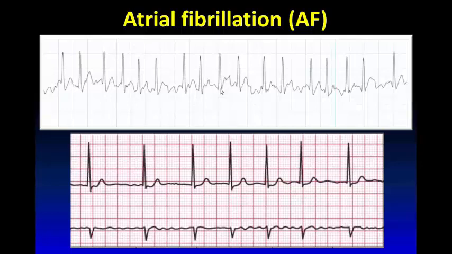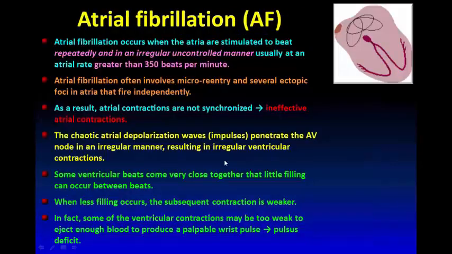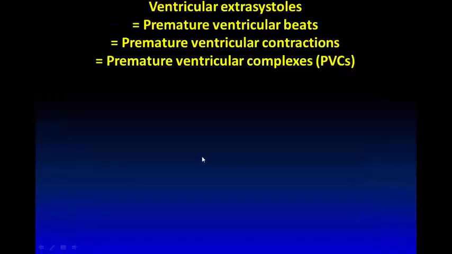Another very important characteristic of atrial fibrillation is that the ventricular rate is not regular, because as I've just mentioned, the chaotic atrial depolarization waves penetrate the AV node in an irregular manner, resulting in irregular ventricular depolarizations followed by irregular ventricular contractions.